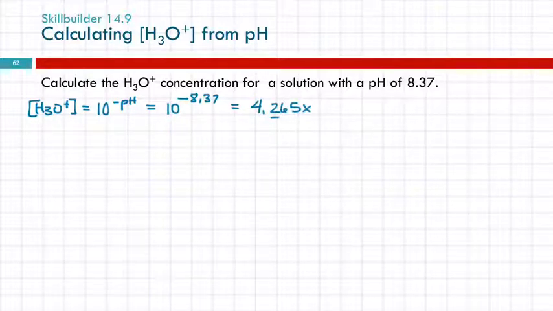I'm going to get 4.265 times 10 to the minus 9. I'm going to round that to two significant figures, 4.3 times 10 to the minus 9 molar.